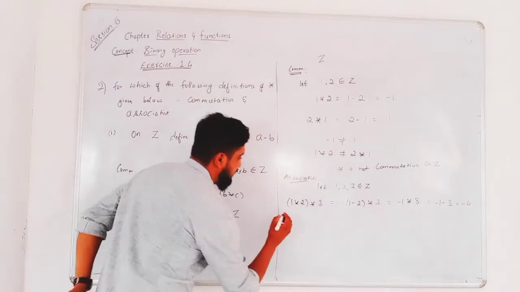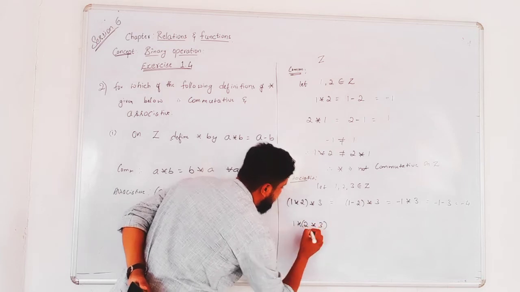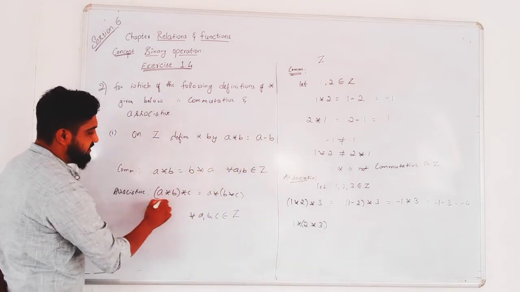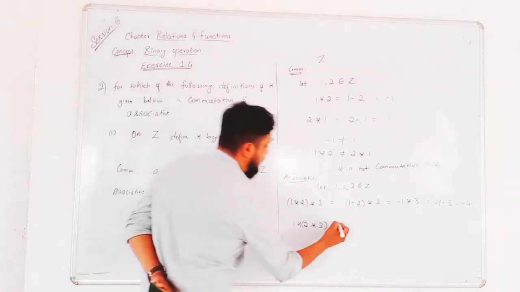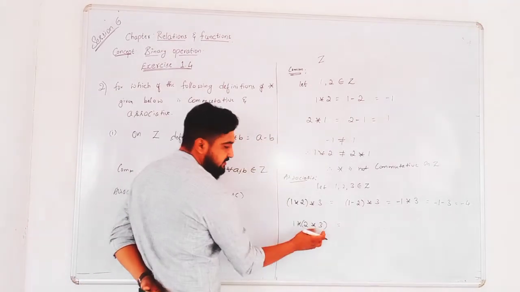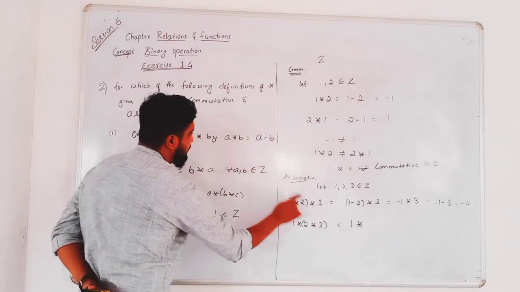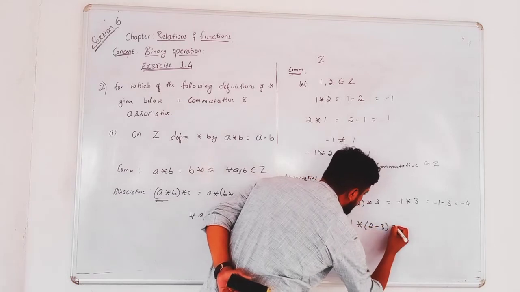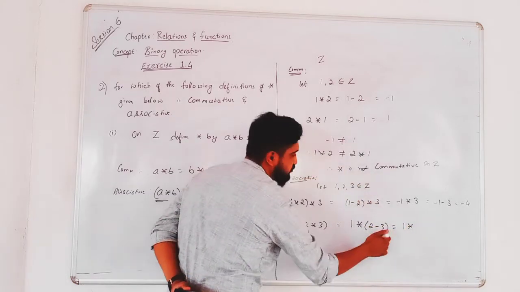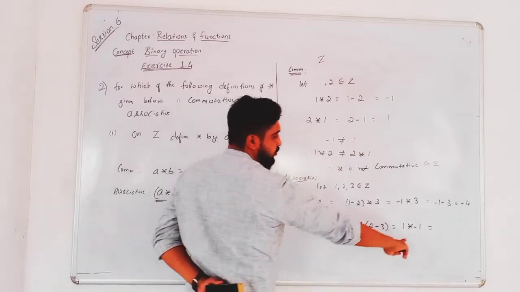What is the second part? 1 star (2 star 3), the right hand side. I have done this one here, now I am doing this one. So 1 star (2 star 3). Again I have to solve first within the brackets. So 1 star is written as it is, 1 star. What is 2 star 3? 2 minus 3. So that is equal to 1 star, what is 2 minus 3? Minus 1. Got it? So again I am left with 2 numbers here.